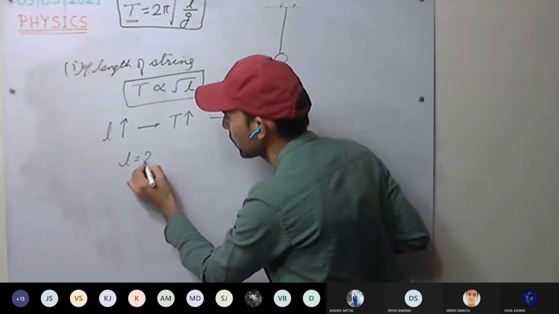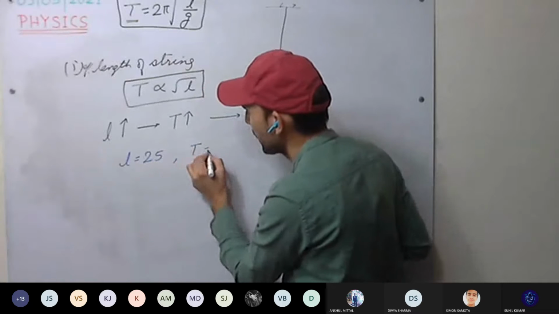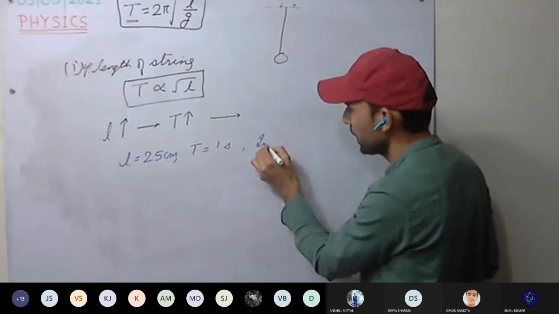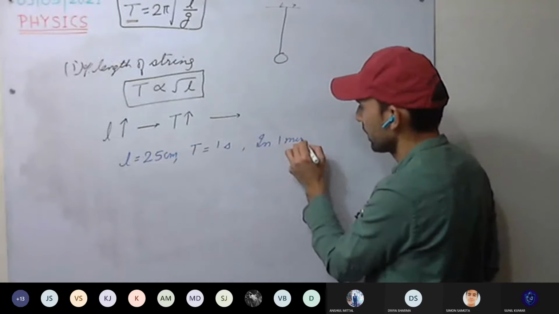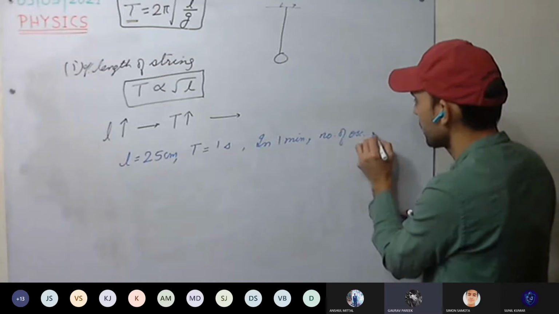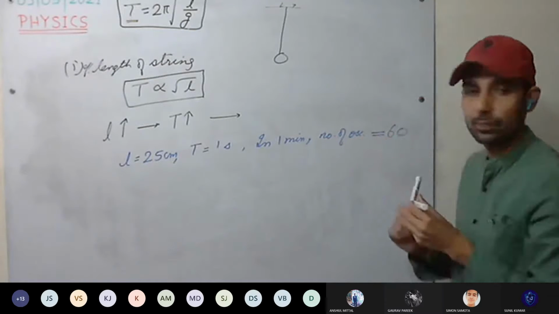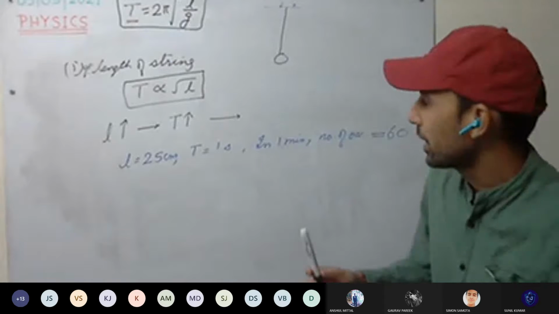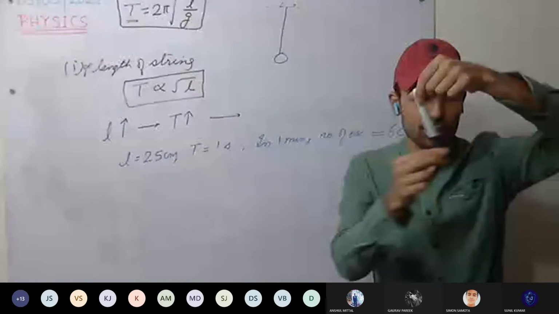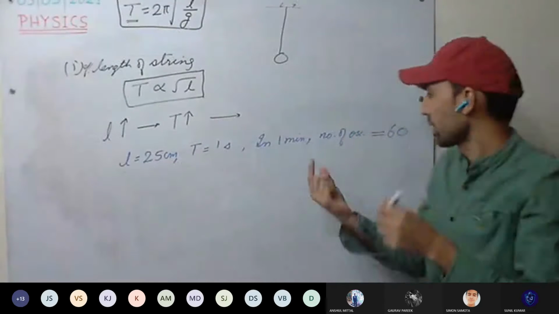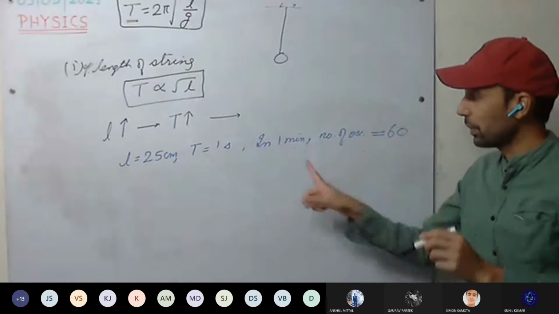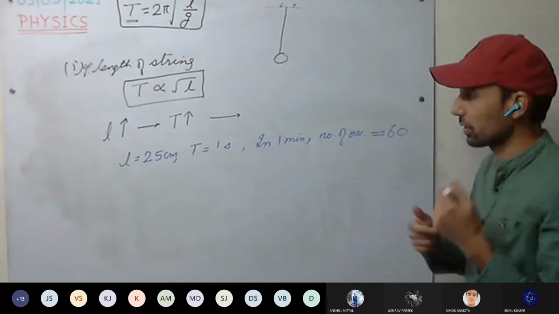When length equals 25, time period equals 1 second. So in 1 minute, 60 oscillations. See here, time period is 1 second. That means in 1 minute, how many oscillations? 60 oscillations it is making. This is clear? In 1 minute, it is making 60 oscillations.